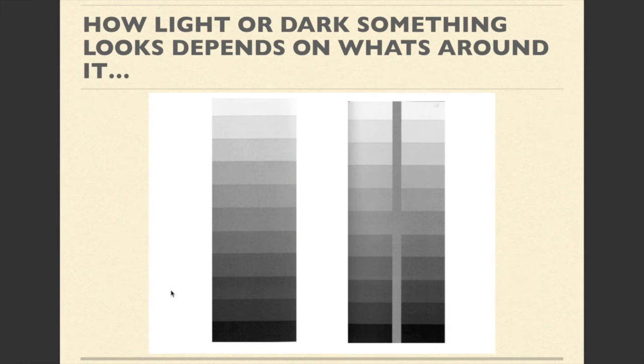How light or dark something looks depends on what's around it. This gray bar is the same value all the way across. When the gray bar is placed next to white, it looks darker. When it's placed next to black, it looks lighter. You're going to realize that once you begin to draw: how light or dark something looks depends on what's around it. We're very interested in creating value relationships.